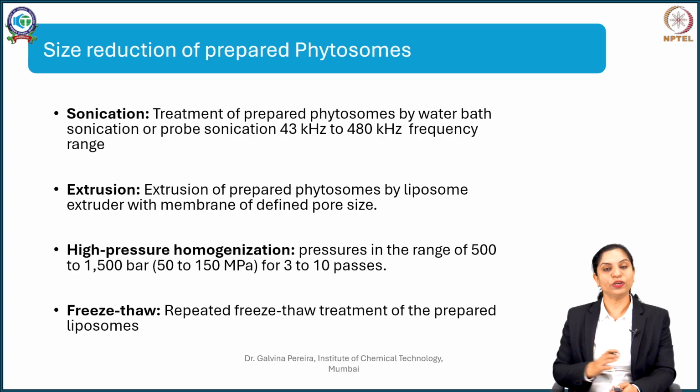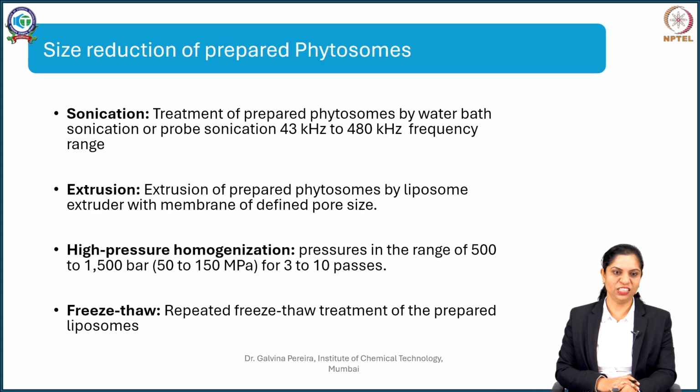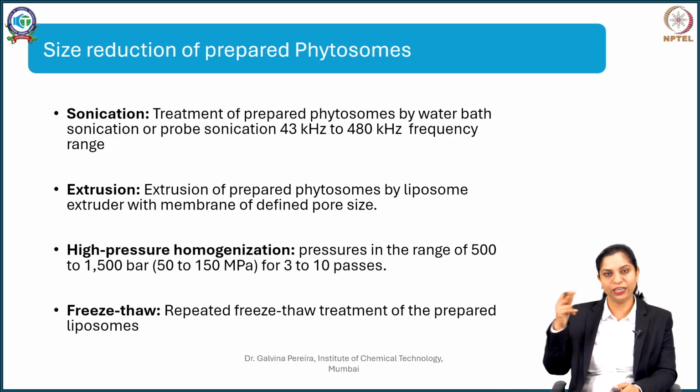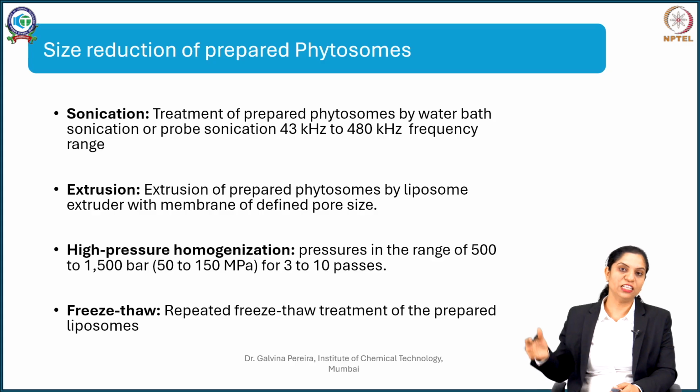Again, you can use high pressure homogenization with a very high pressure ranging somewhere between 500 to 1500 bars, that is 50 to about 150 megapascals, and you do it for 3 to 10 times through the same machine. That is called passes. So after about 3 to 10 passes, you will get ultra fine or very small vesicles.